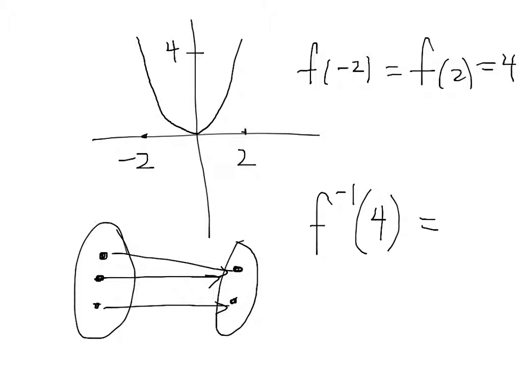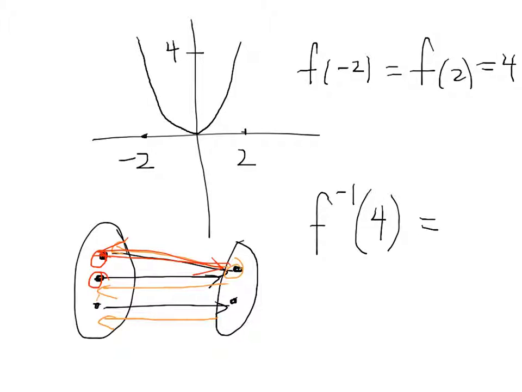Draw the inverse function. Wait a minute. It's not a function, because this thing can't go to two things. So we've got to pick one, right? Which means that we can't have both of these in the domain. So we pick this one, I guess.